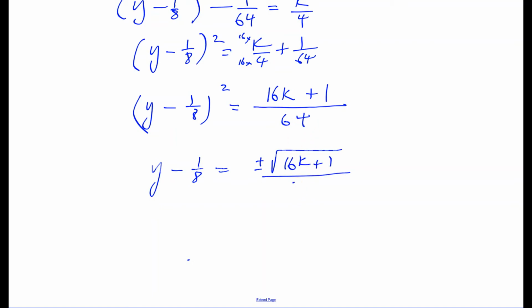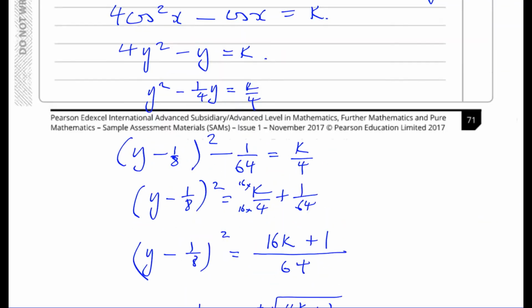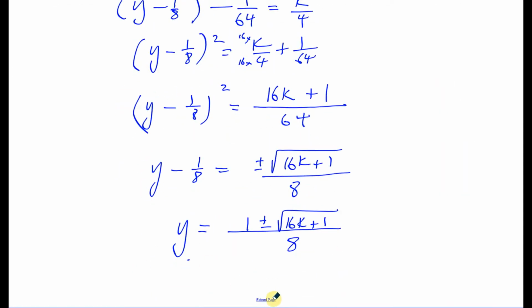the square root of 64, which is 8. Then I can add 1/8 to both sides, so that will give us 1 over 8 plus this. They have the same denominator, so you can put 1 plus or minus the square root of 16k plus 1, divided by 8, and there we have y in terms of k.